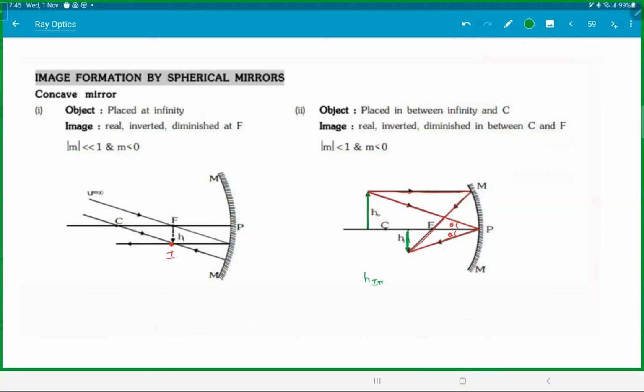The height of the image is smaller than the height of the object. That is the reason we keep taking that line passing through the pole. That will help you to get the height of the image.